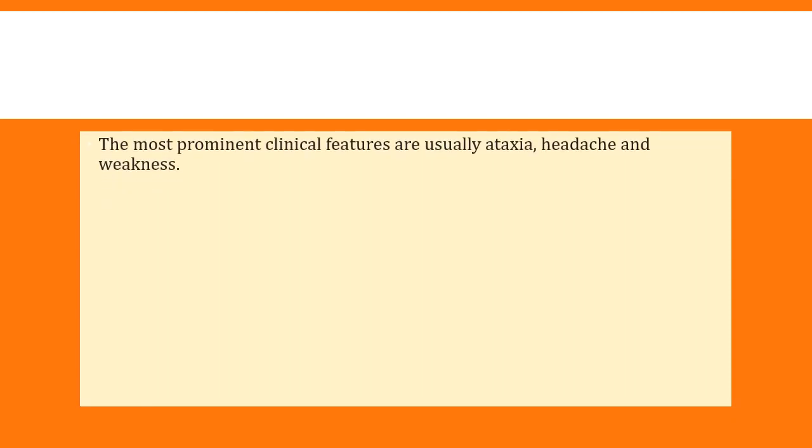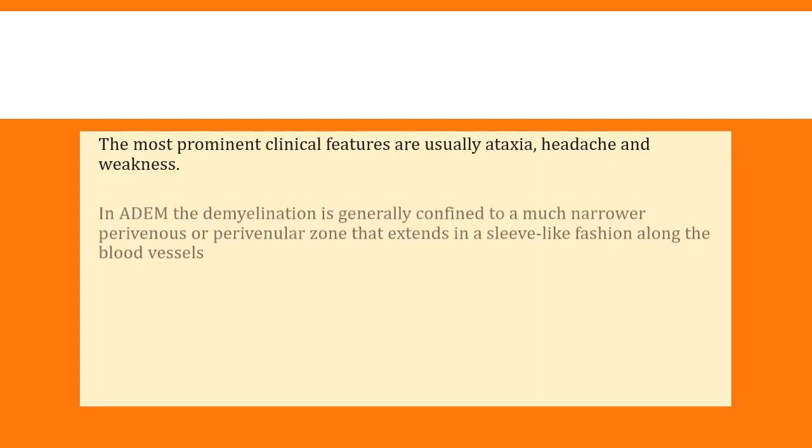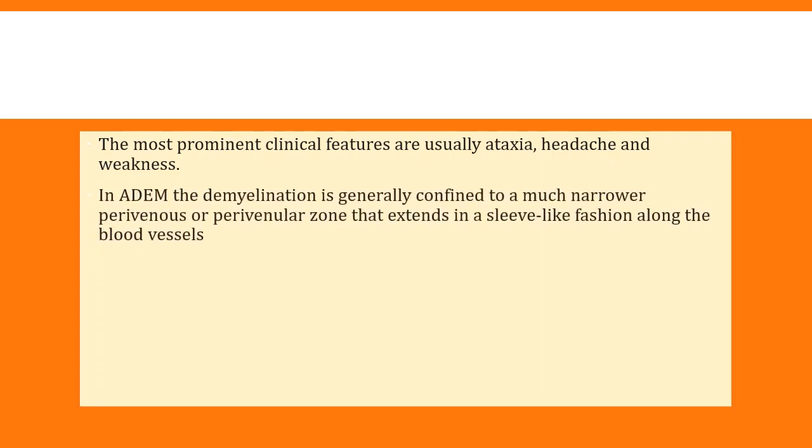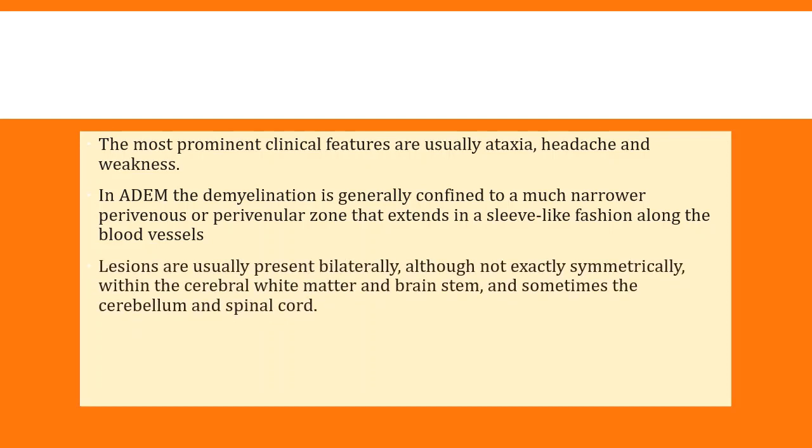Now, the most prominent clinical features of this disorder are ataxia, headache, and weakness. In acute disseminated encephalomyelitis, the dissemination basically results from the demyelination, and that is generally confined to a much narrower perivenous or perivenular zone. The lesions are usually bilateral, although not exactly symmetrical, within the cerebral white matter and brainstem, and they can also affect the cerebellum and the spinal cord as well.